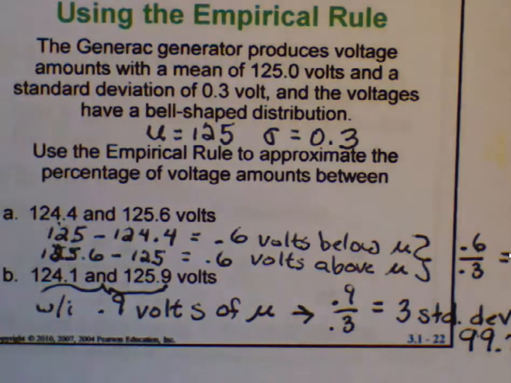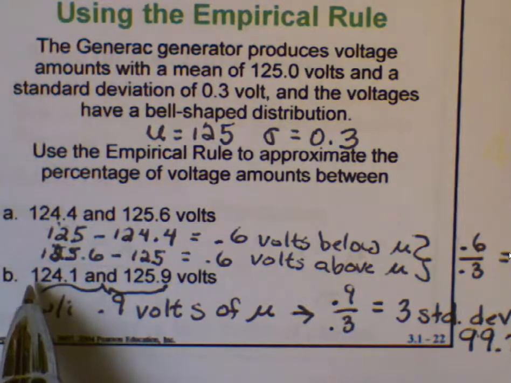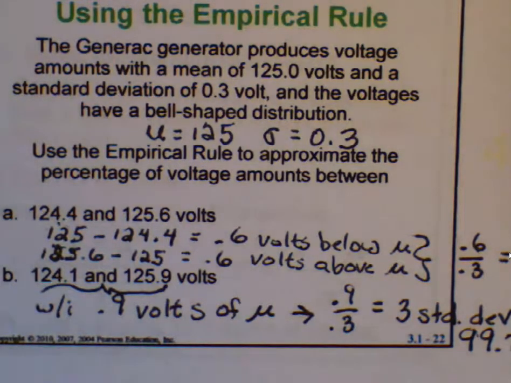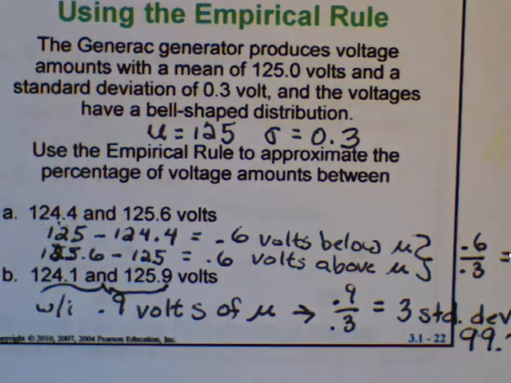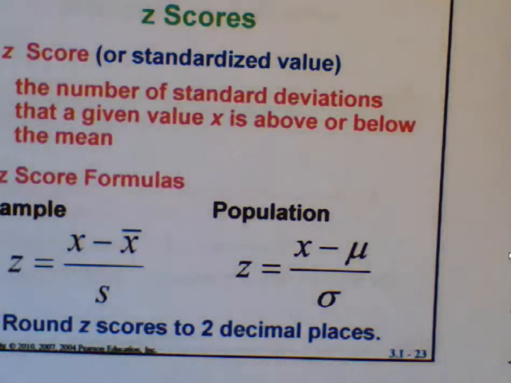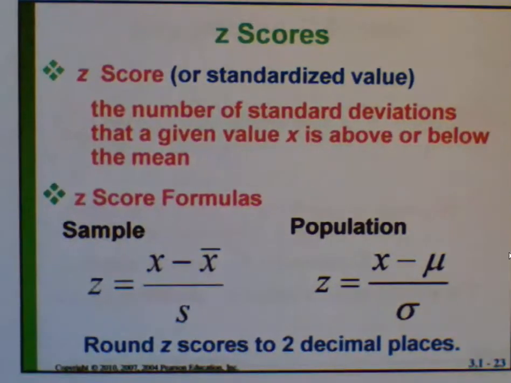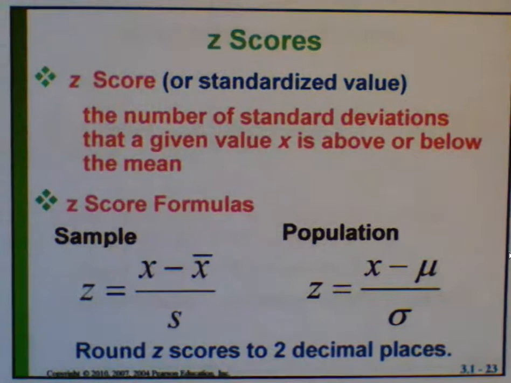99.7% of these generators would produce voltage between 124.1 and 125.9 volts. That could be very important for safety reasons. You don't want it producing way too much voltage. You're liable to blow the thing up. All right, that is the end of section 3.3. I'm going to go on to 3.4 and talk about measures of relative standing.